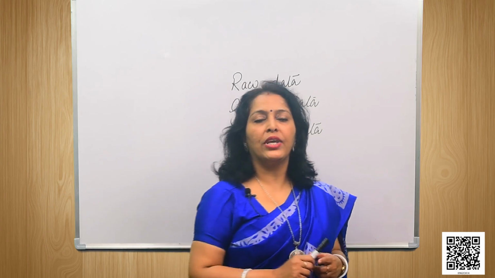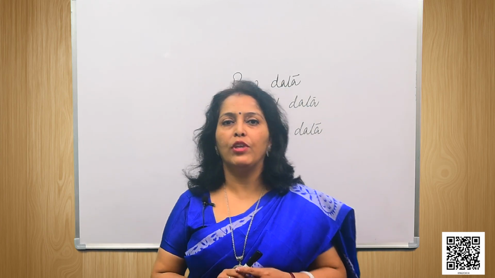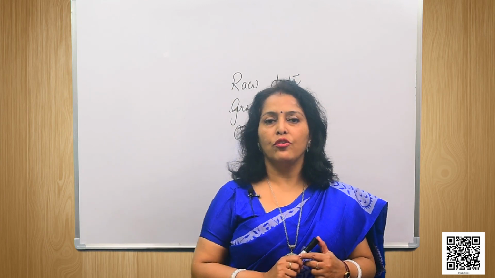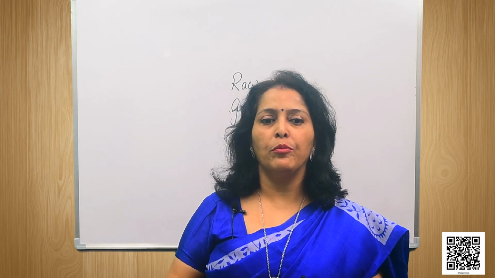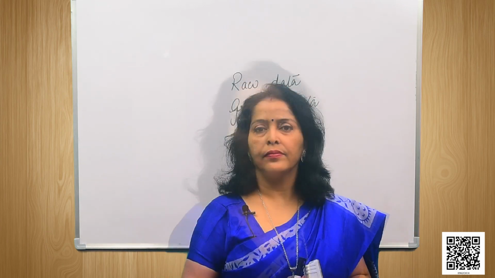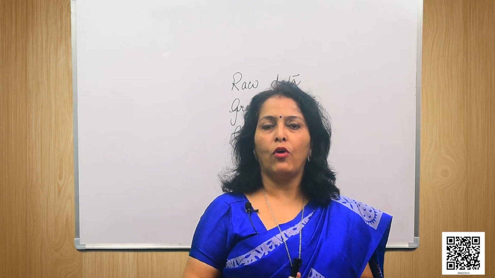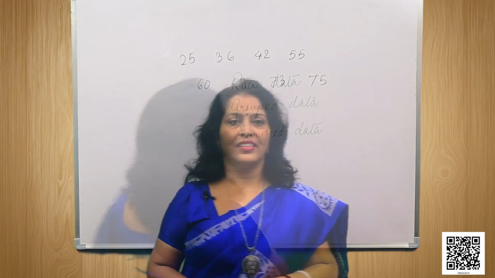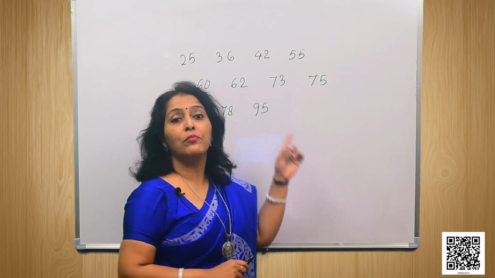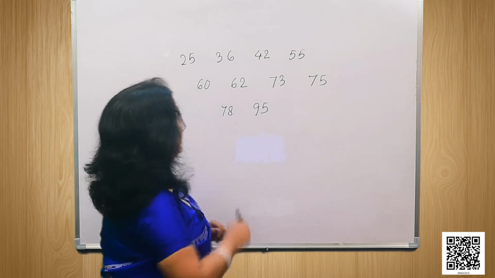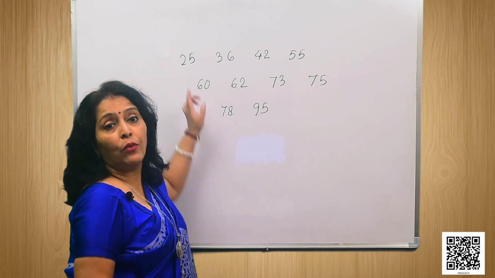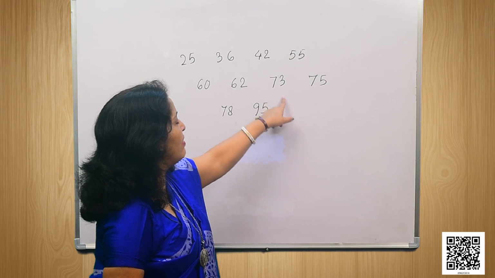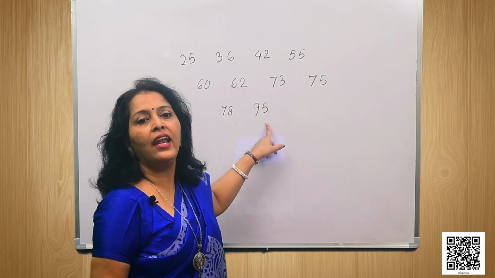That means in other way we can say that these numbers are not giving me any information which is important in statistics. So for that what we do, we write them in the ascending order. So we will discuss about it, but for that let me write the numbers in the ascending form in the board. Okay, now I have written the numbers in the ascending form. Just check. Here I have written 25, which is the lowest one first, and then 36, 42, 55, 60, 62, 73, 75, 78 and 95.